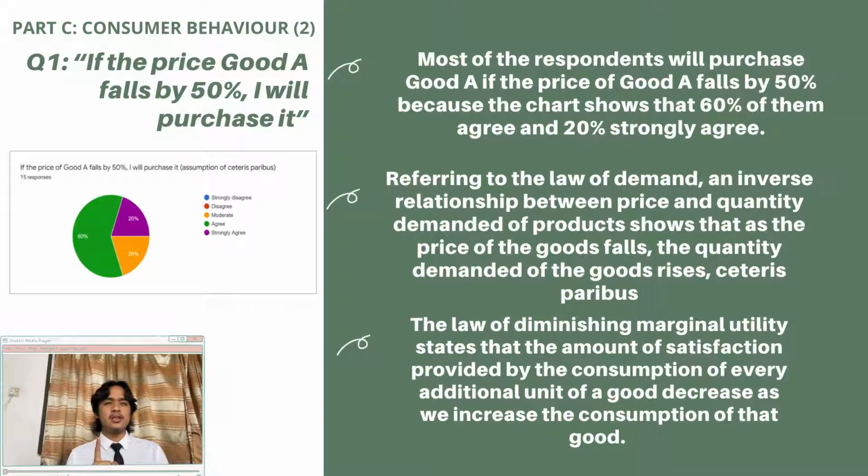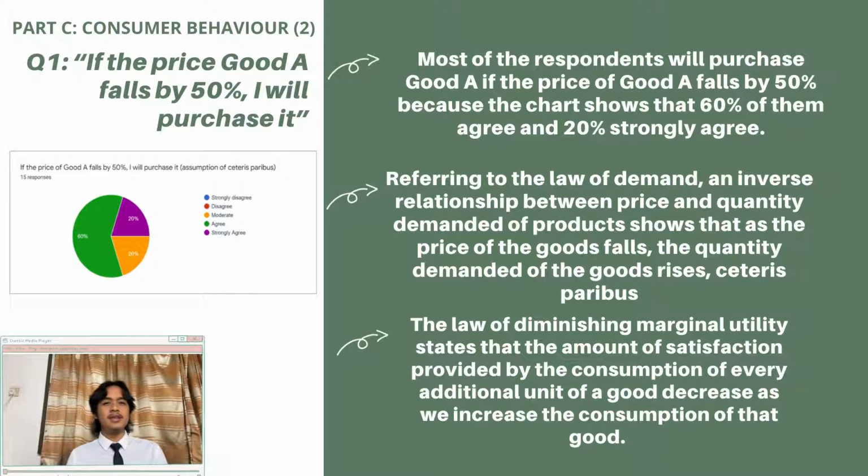Okay, for the first question, if the price of good A falls by 50%, I will purchase it. Based on this graph, most of the respondents will purchase good A if the price of good A falls by 50%, because the chart shows that 60% of them agree and 20% of them strongly agree.